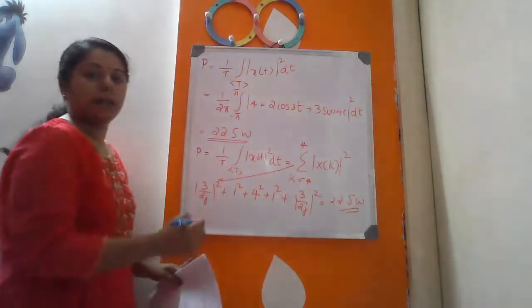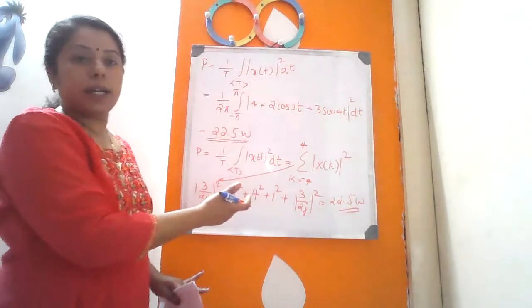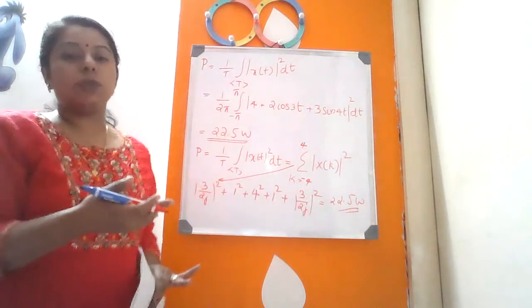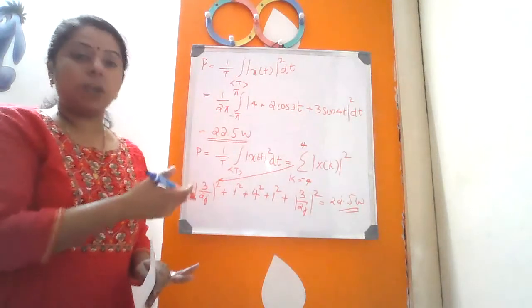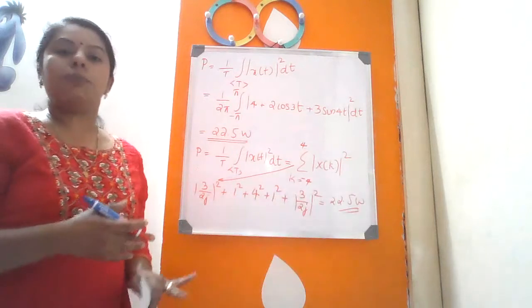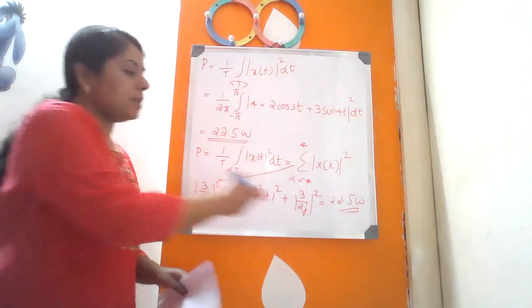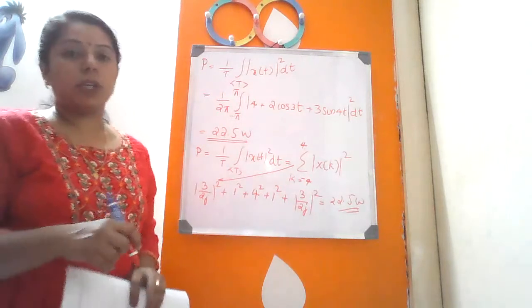So it is not mandatory to do this integral. You can use this also. You can directly write from Parseval's theorem that the average power of the given signal is equal to the summation k from minus infinity to plus infinity of mod x of k the square. So we calculated the average power.